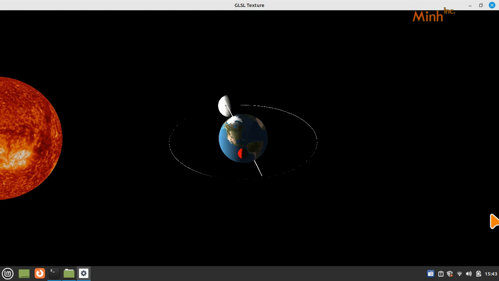So what is the idea behind the moon? The moon is not as simple as any other planet. It's a satellite of Earth, and the moon shows different phases on different days. That is the idea.